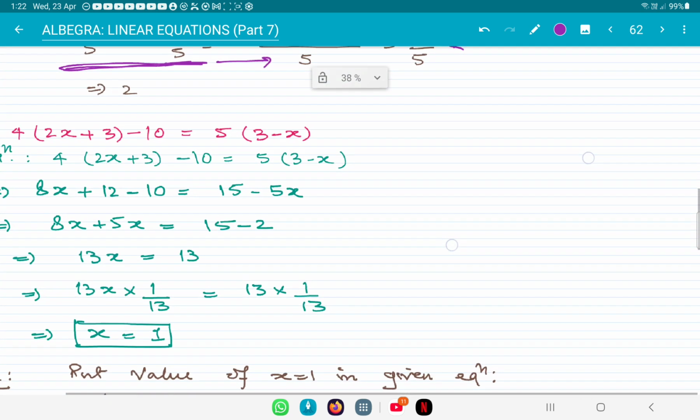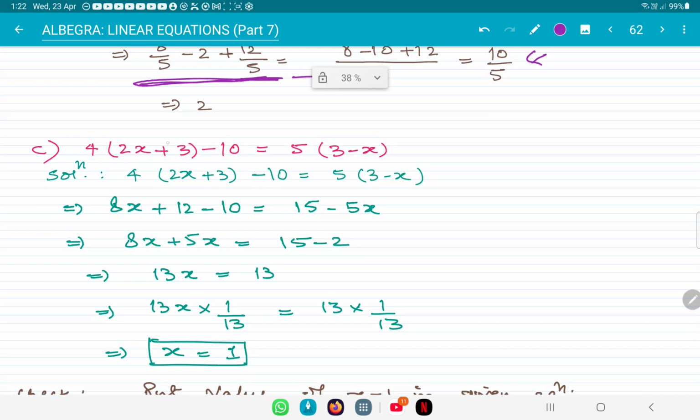Now see next question, 4(2x + 3) - 10 = 5(3 - x). Again apply distributive law. So 4 will be multiplied by 2x as well as 3. So it will become 8x + 12 - 10. Okay, minus 10 will be as it is, and here again it will be multiplied.